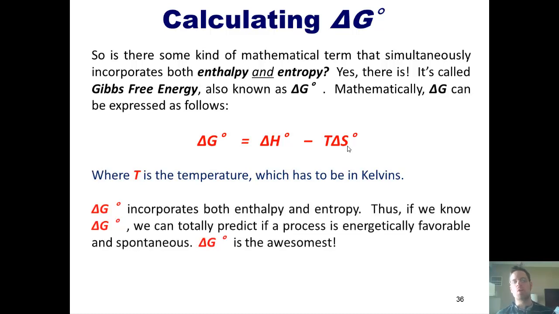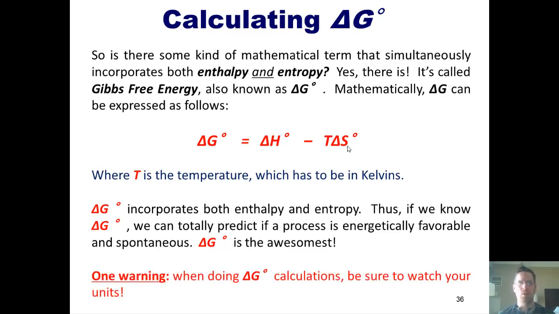Now, delta G incorporates both enthalpy and entropy. Thus, if we know delta G, we can totally predict if a process is energetically favorable and spontaneous. Delta G is the awesomest. Now, one warning, when doing delta G calculations, be sure to watch your units.